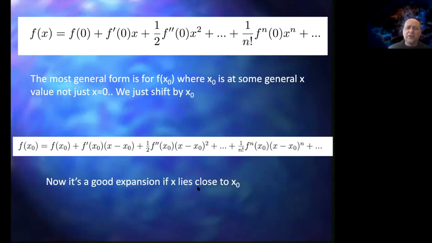And now the thing that comes in is the distance that you move away from that point. In other words, if you go to some point x, you ask, how far am I away from x0, this point where I've defined the function? And that then is how the Taylor expansion works. So this is just a shift where I've shifted the origin to x0, basically.